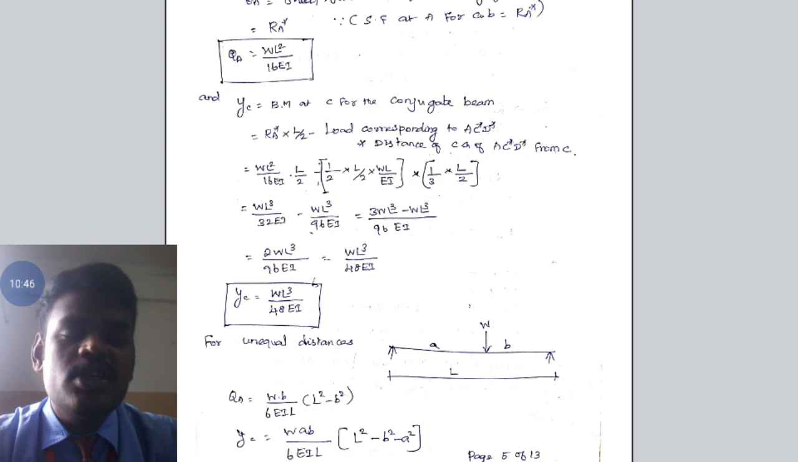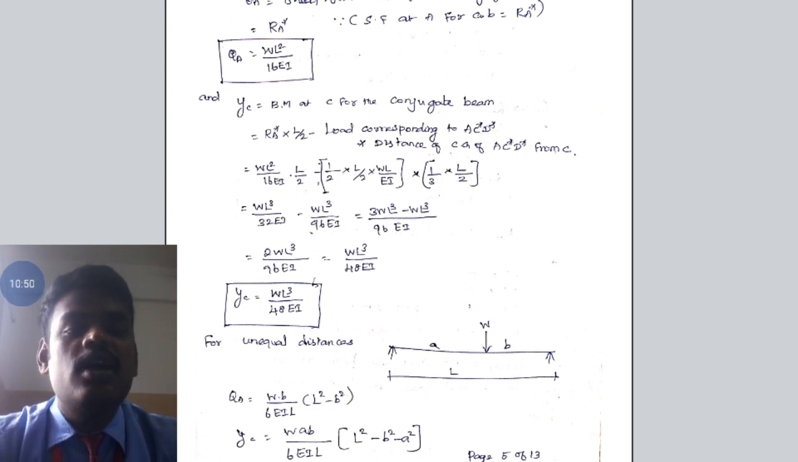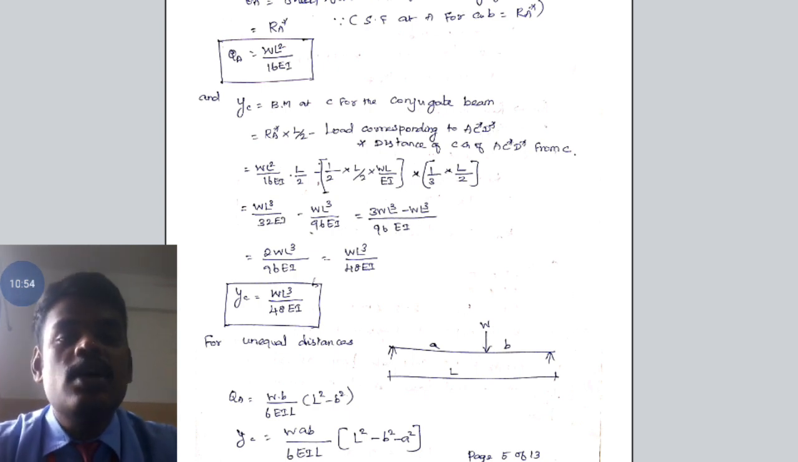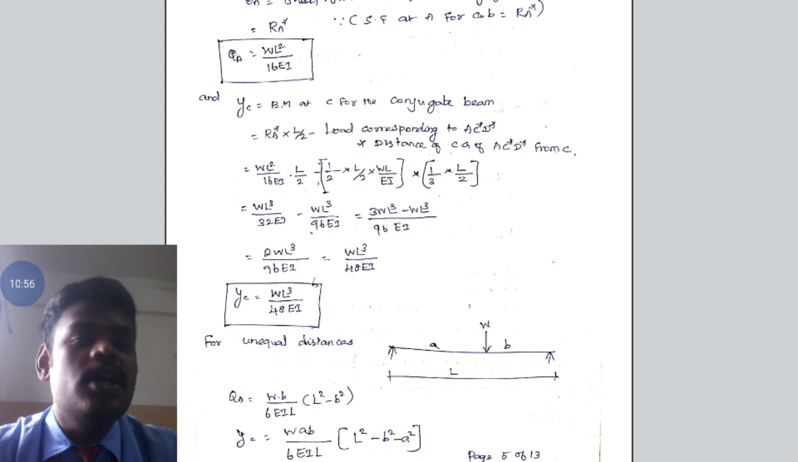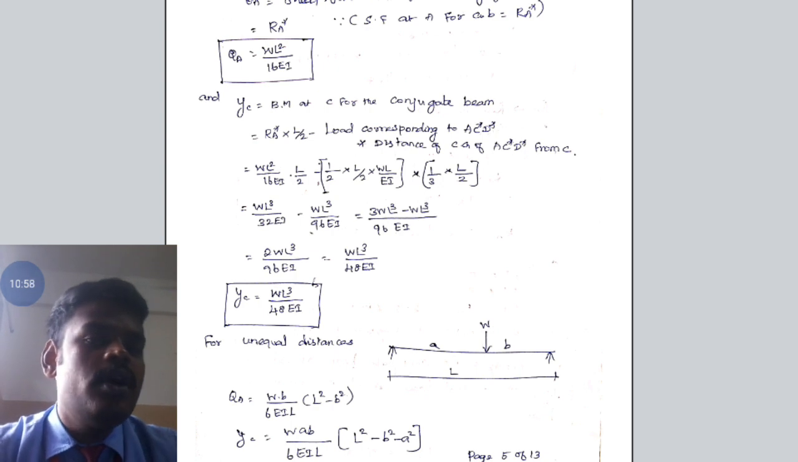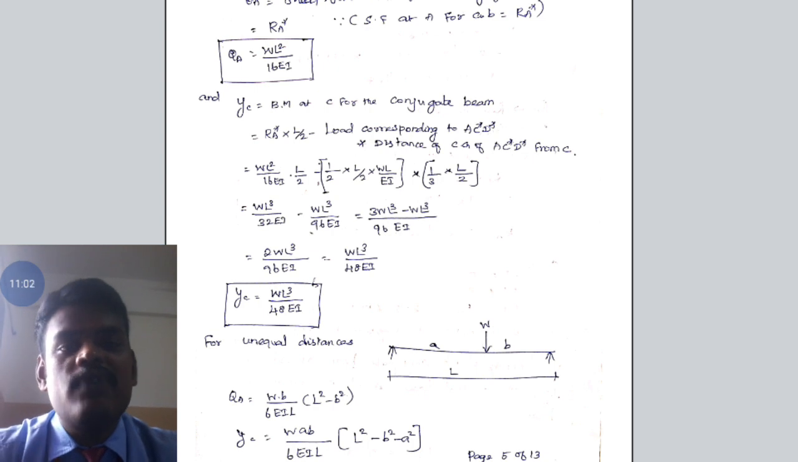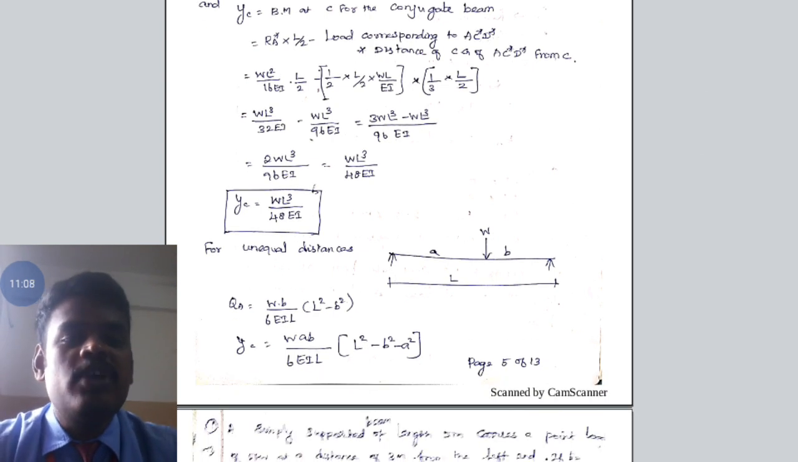In the previous methods, like the double integration method and Macaulay's method, we also got the same deflection value, WL cube divided by 48 EI, and the slope at A and B. At both supports, the slope value is equal to WL square divided by 16 EI. Here also we are getting the same value.